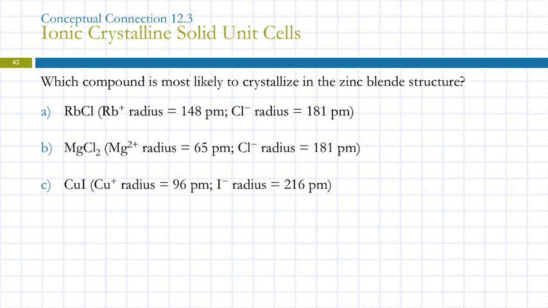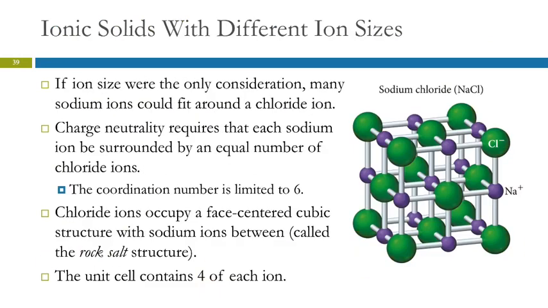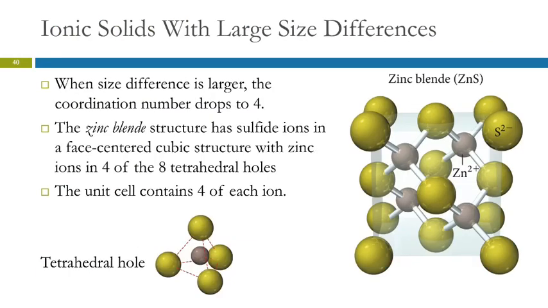Okay, so I wouldn't ask this as an exam question, but it's a good question in lecture. Which compound is most likely to crystallize in the zinc blende structure? Well, let's go back to that slide. There it is, zinc blende, and ask ourselves, what are the requirements for this structure? Well, what about the ratio of cations and anions? What is it here?